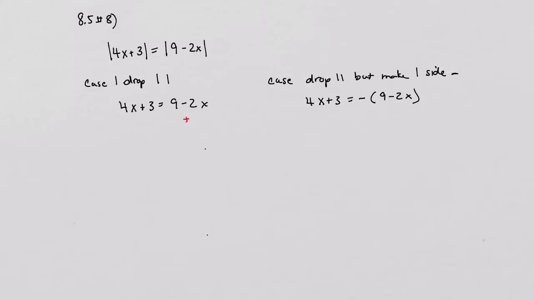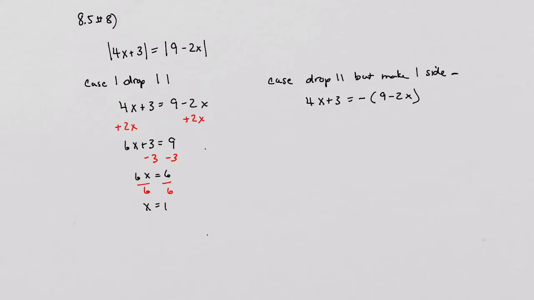Let's add 2x to both sides of the equation here. So we have 6x plus 3 is 9. Subtract 3 from both sides. So 6x is 6. And then when you divide both sides of the equation by 6, we just have that x is 1. So that's one solution.